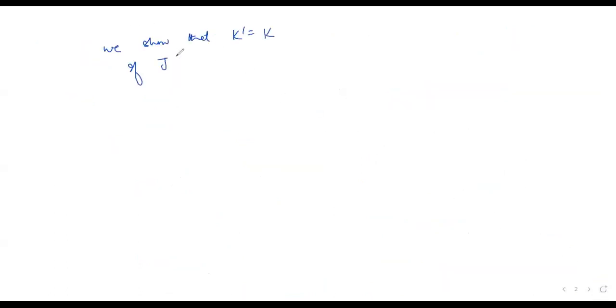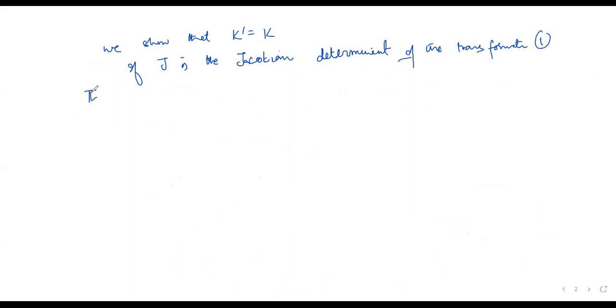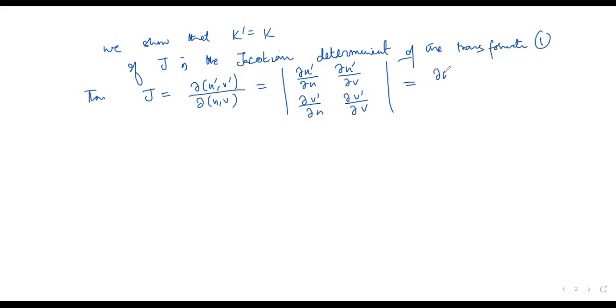If J is the Jacobian, हमने बताया किसके बराबर होता है, Jacobian determinant of the transformation 1, जो हमने parameters change करे, then J is equal to, of course, del इसको हम ऐसे लिखते हैं, which is basically the determinant del u by del u prime, del u by del v prime, del u prime by del v, which is nothing but del u by del u prime into del v prime by del v minus del u prime by del v into del v prime by del u. So ये है Jacobian. Okay.